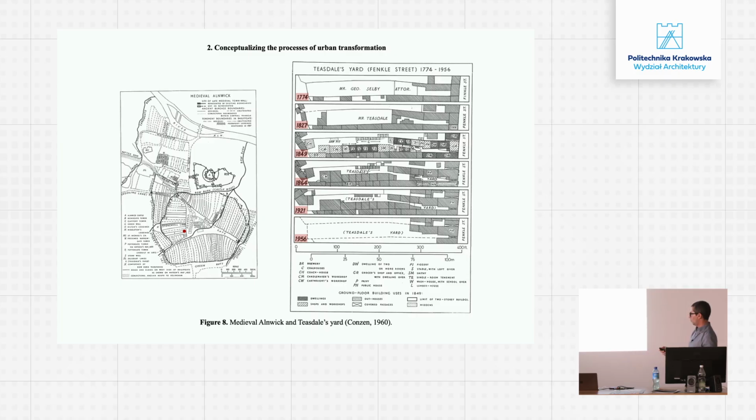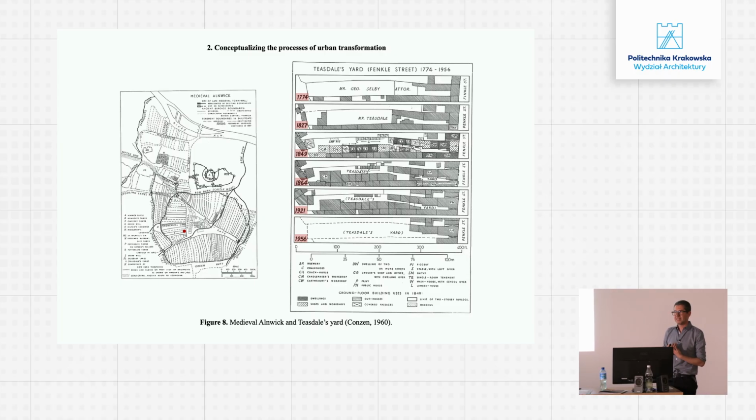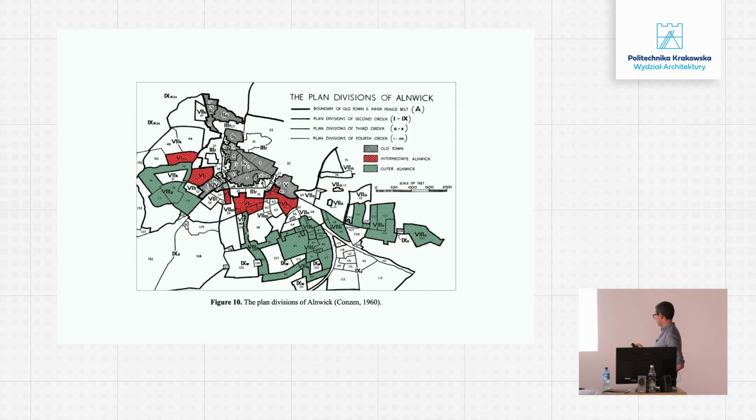So what we are seeing in this part of the screen is this plot, so it's always the same plot, but how it changed from 1774 until 1966. 1966 is the beginning of the survey that Conzen developed. So what we can see is that this is a very narrow and long plot, typical of many medieval cities. For instance, in my city, that would be the common plot that we could find at the time. And we can see that, oops.